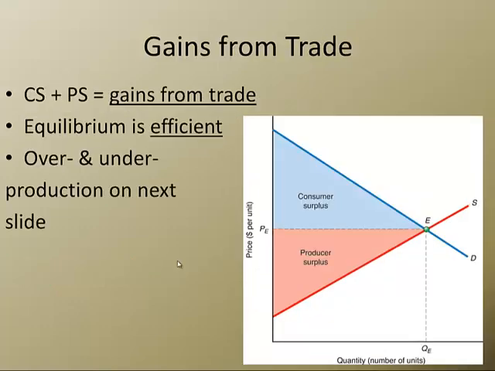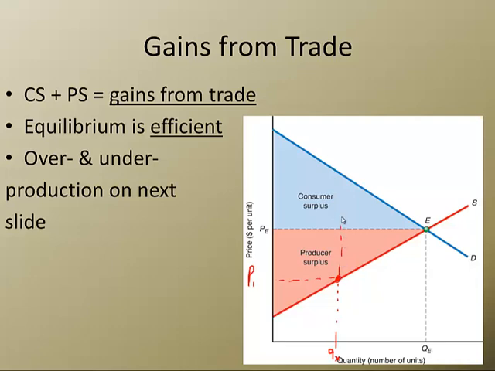Next, the gains from trade are the sum of consumer surplus and producer surplus. So let's just take a look at this unit right here, call this QX. At QX, we go up here to the supply curve and we find out that over here we have a producer who would be willing to produce for this price. Let's call it P1.